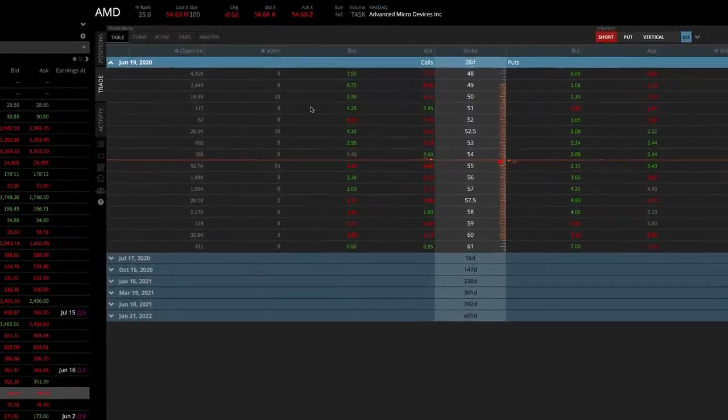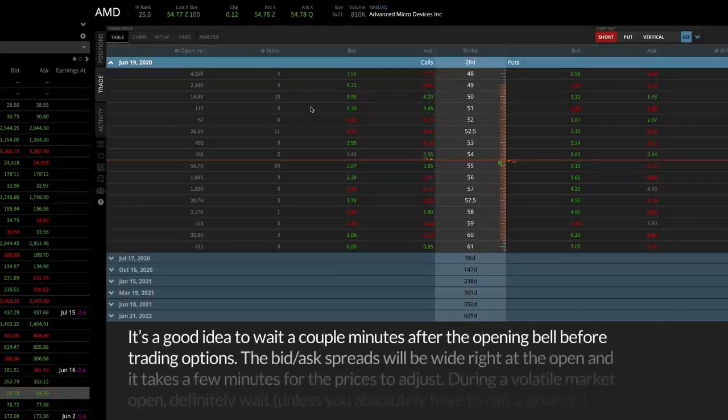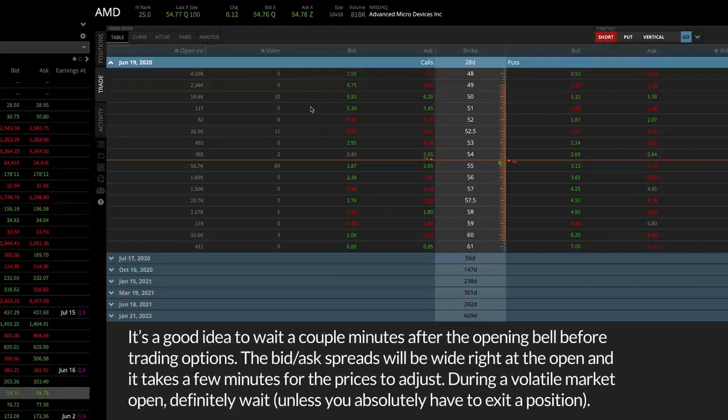So typically right when the market opens is not when you want to be trading. You don't want to route orders immediately when the market opens. You kind of want to let things settle down because the stock price could move overnight, and if it makes a big movement overnight, right when the market opens, those options are going to be somewhat untradeable, and I wouldn't recommend actually transacting in the options right when the market opens. So I'd give it a few minutes.